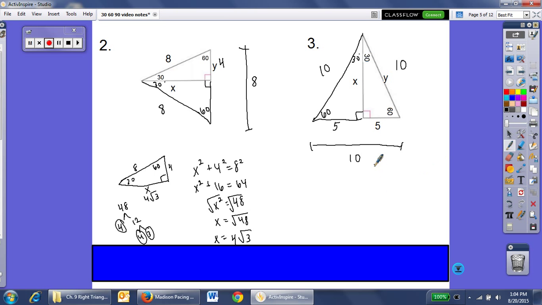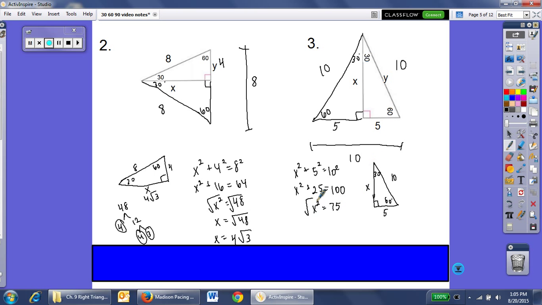Let's finish this one up. So let me redraw it so that we can see it one more time. So we have 5 here and 10 here, with the 30 degrees in the top and 60 in the bottom. And we still need to find x. So now that only one side is missing, we can use the Pythagorean theorem. So we have x squared plus 5 squared equals 10 squared. So x squared plus 25 equals 100. Subtract 25 on both sides, so we get x squared equals 75.